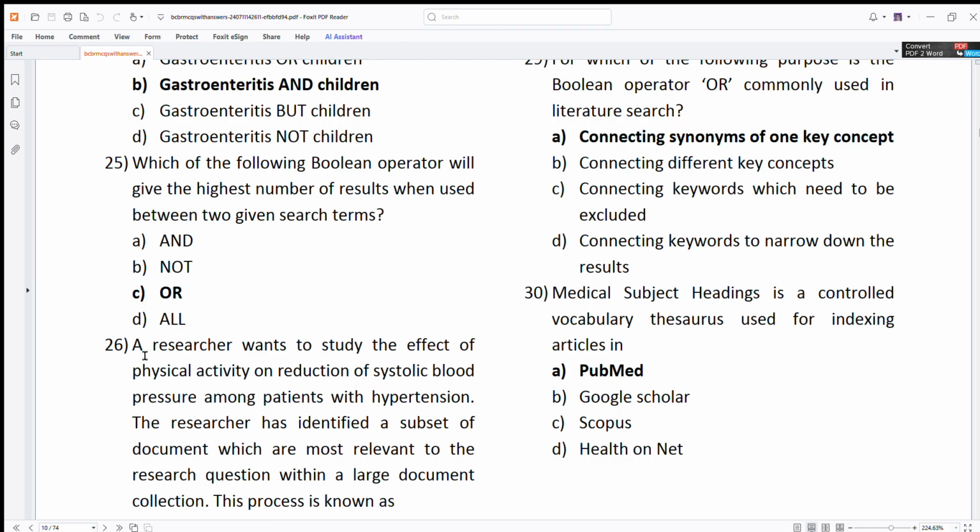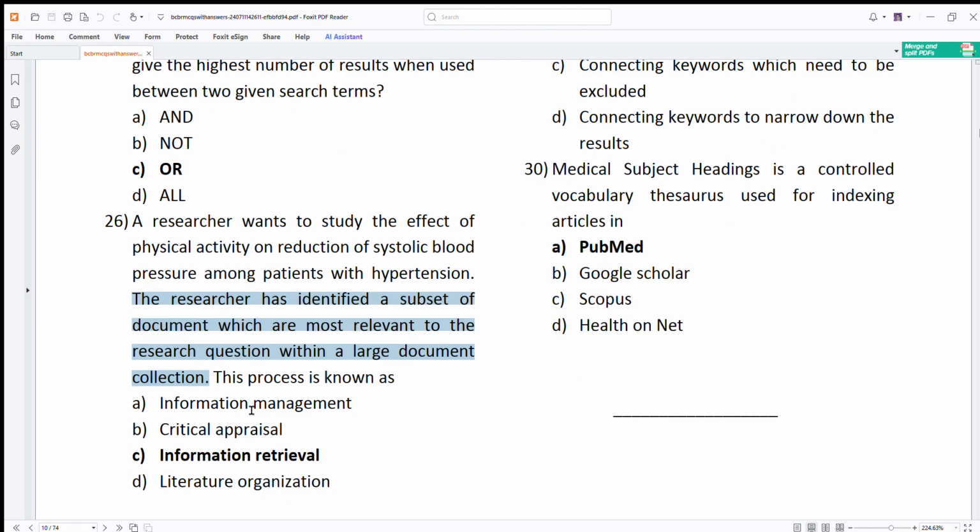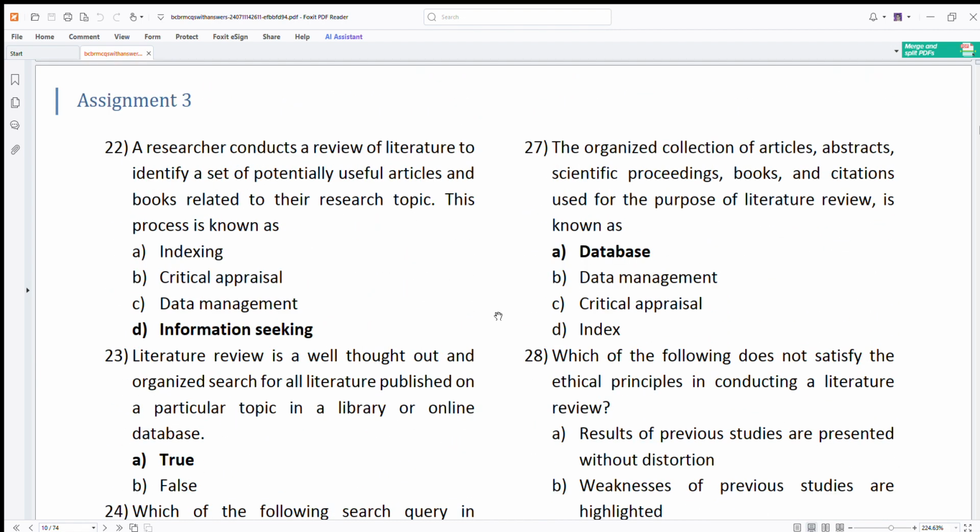Then a researcher wants to study the effect of physical activity on reduction of systolic blood pressure among patients with hypertension. The researcher has identified a subset of documents which are the most relevant to the research question within a large document collection. This process is known as information retrieval, because the researcher wants to retrieve the information. Then, moving on, the organized collection of articles, abstracts, scientific proceedings, books, and citations used for the purpose of literature review is known as database.